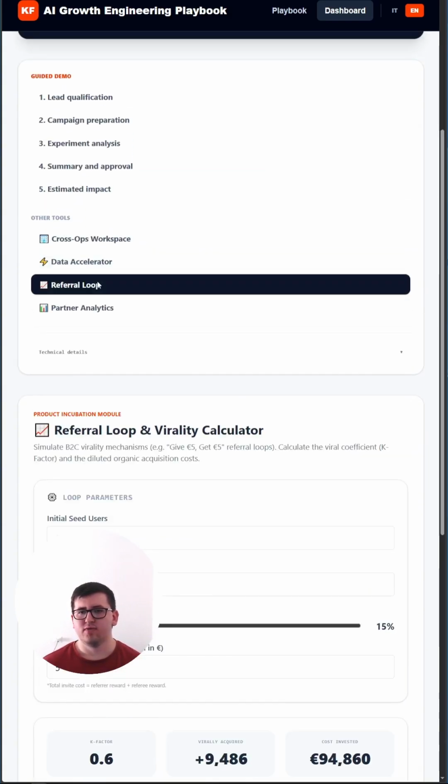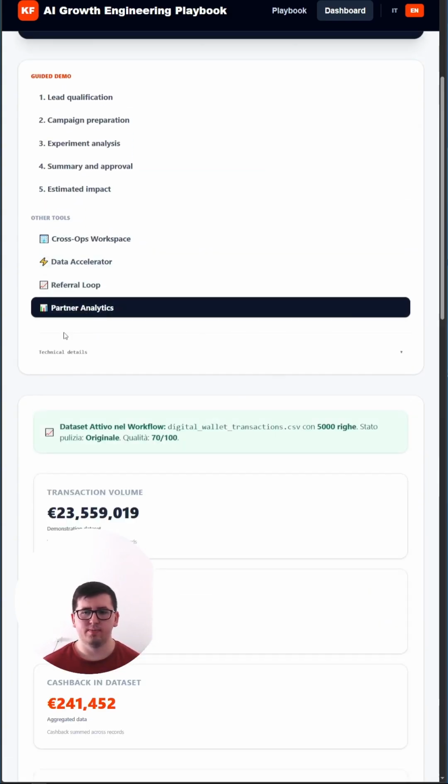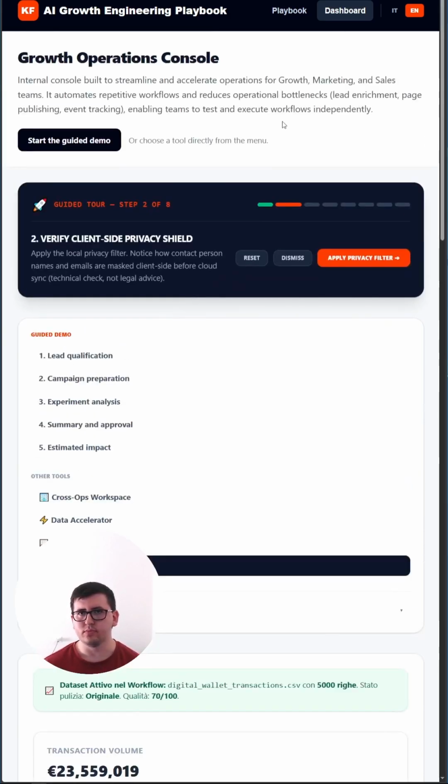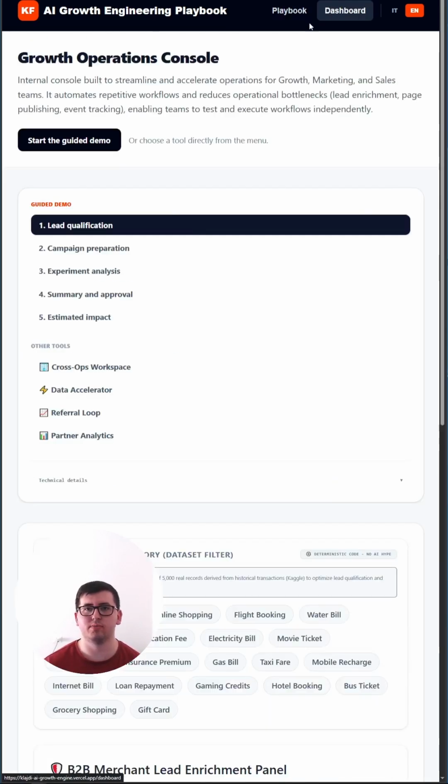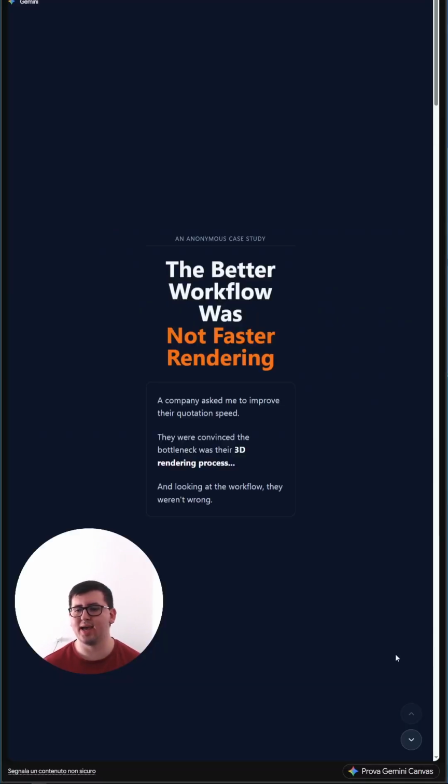Now, after all of this, we have the referral route, partner analytics, and everything. So this is basically the playbook with a little dashboard as a proof of concept. You can build other tools, other automation. In this case, I didn't create a case study, but I'm going to share with you a case study that I had some months ago with a business.